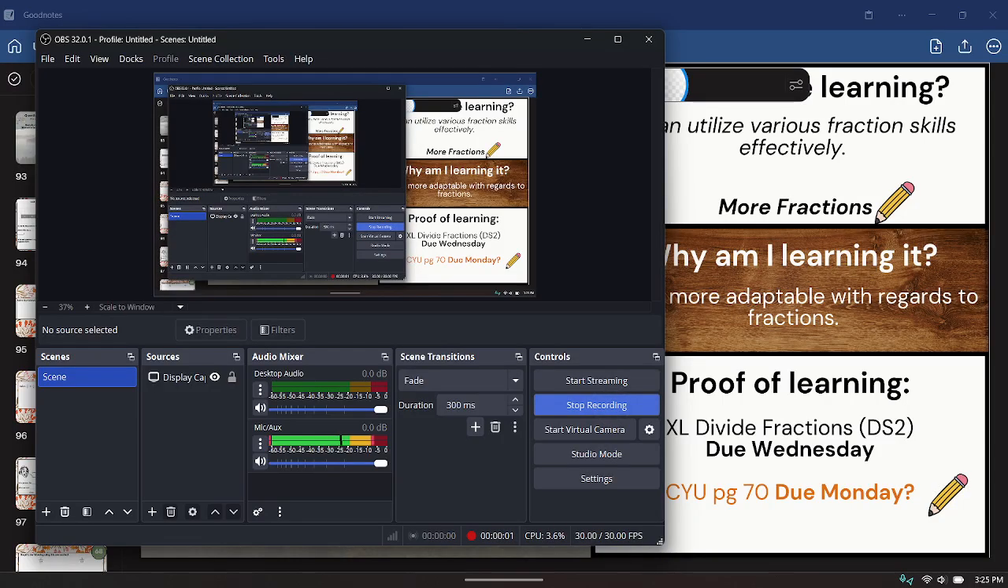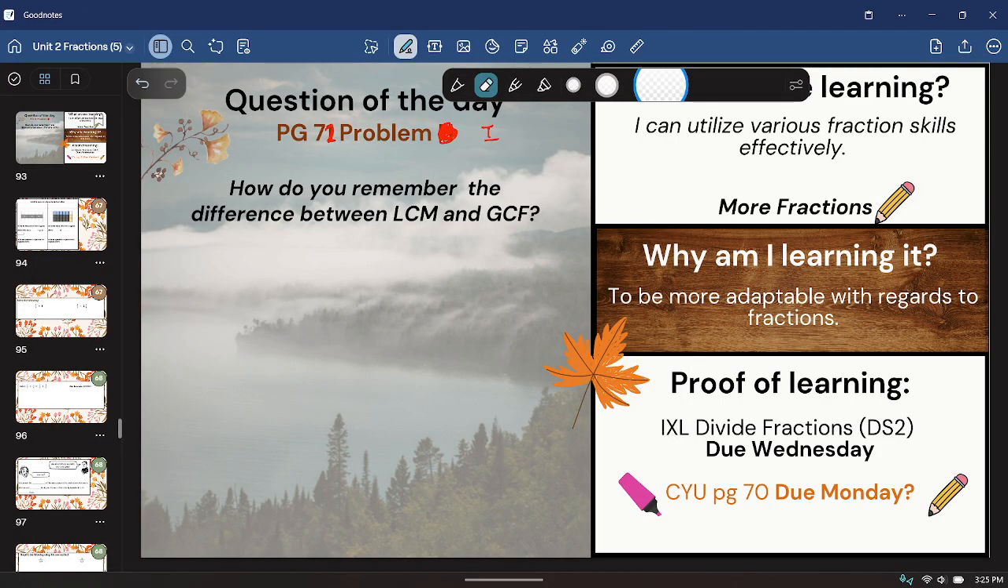All right, this is going to be the video notes for more fractions. So, question of the day was on page 72, problem I. How do you remember the difference between least common multiple, or LCM, and greatest common factor, or GCF?